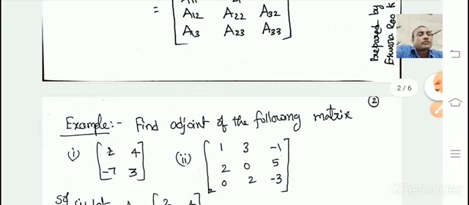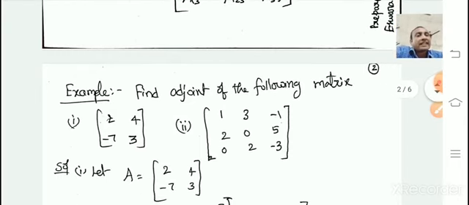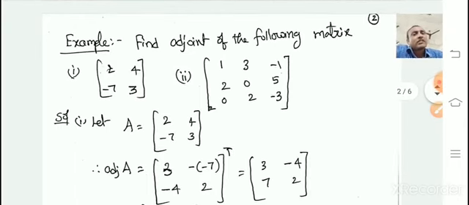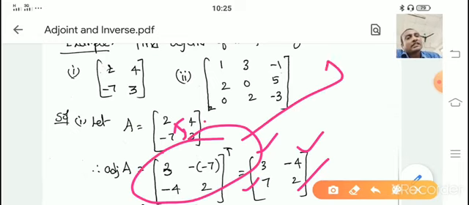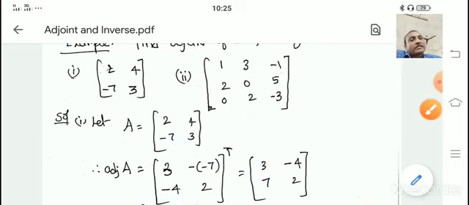Now, example: find the adjoint of the following matrix. Just see, we can find it using the formula, or else we can follow the interchange and sign change criteria also. 2 and 3 got interchanged, it becomes 3 and 2. 4 and minus 7 become minus 4 and 7. So, that is the adjoint. Otherwise, use the formula which I said earlier. Okay. That is the adjoint of a 2 by 2 square matrix.